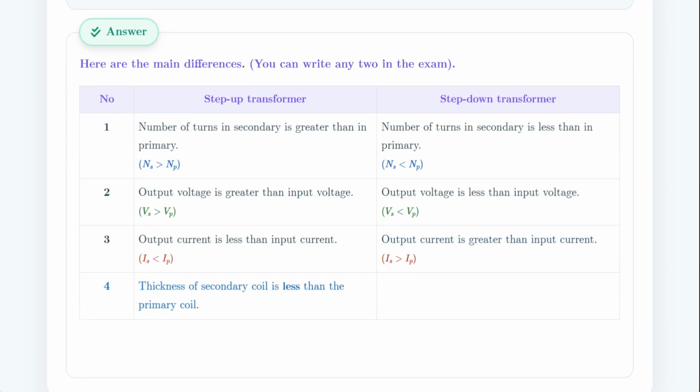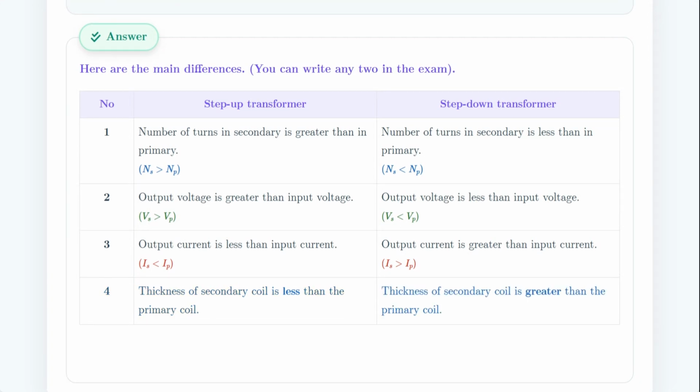Finally, what about the thickness of the coils? Since the step-up secondary carries less current, its thickness is less than the primary. For a step-down transformer, the secondary carries more current, so its thickness must be greater.